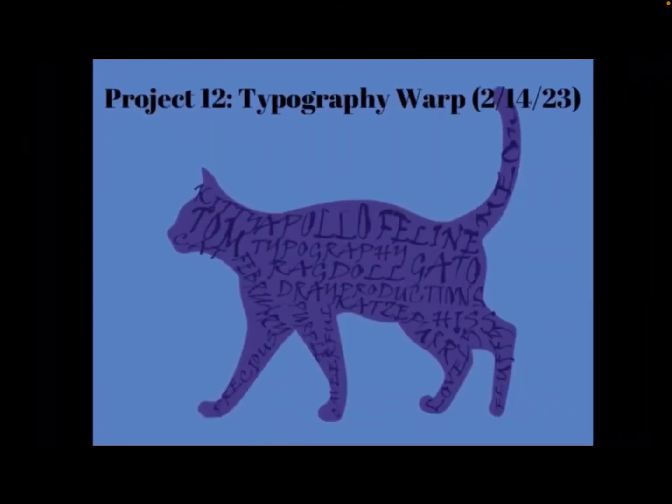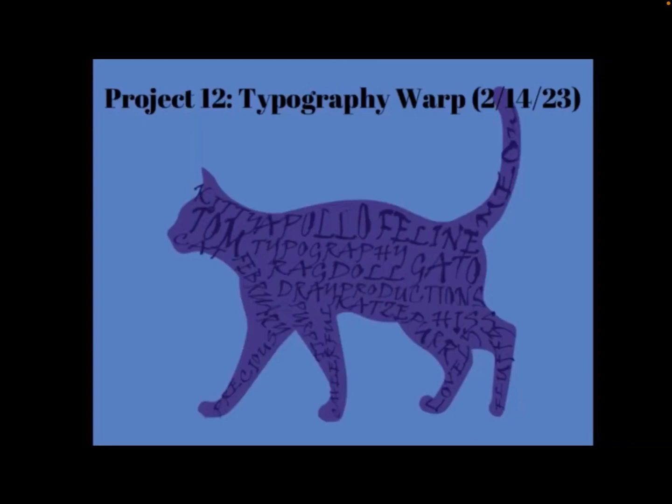Next up, we did a typography warp for our next project, which means that we took a picture that we found on Google and put words to make up the picture. Then we'd use the mesh tool to create anchor points and distort the words. As you can see, I decided to use a silhouette of a cat, including adjectives to describe the cat and sounds that a cat makes.